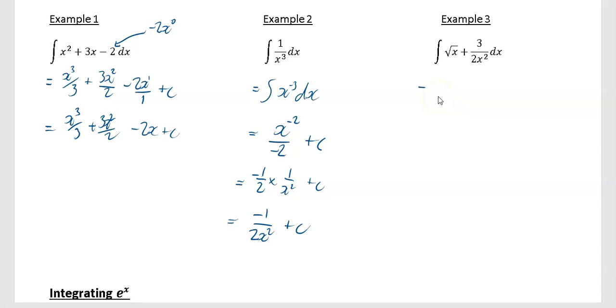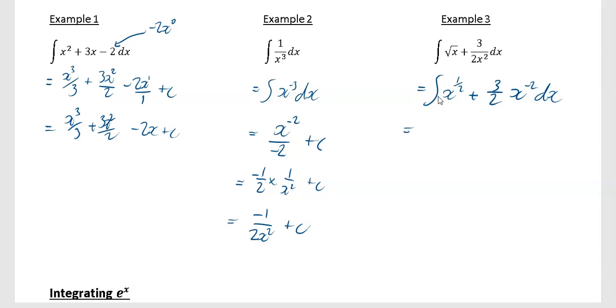Last example for us here. Again, before we get started, write it in index form. So square root of x is x to the power of a half, plus that's going to be 3 over 2 upon x to the minus 2. That's being integrated with respect to x.